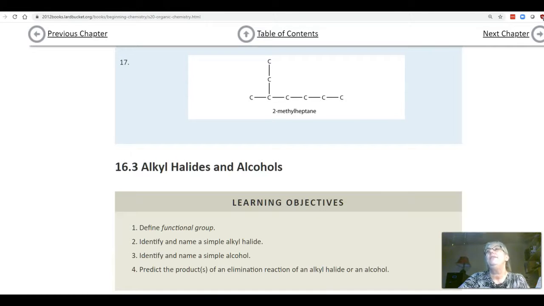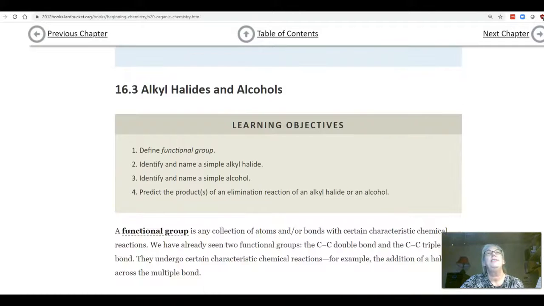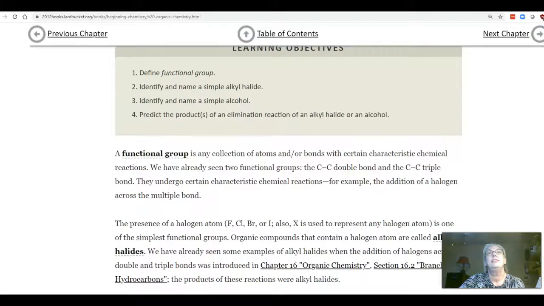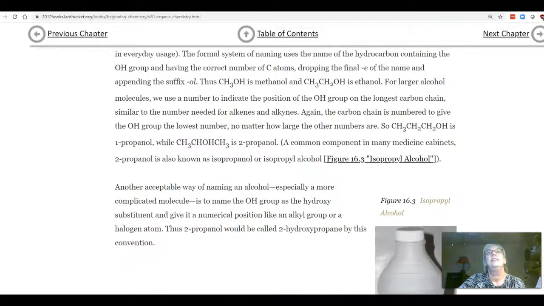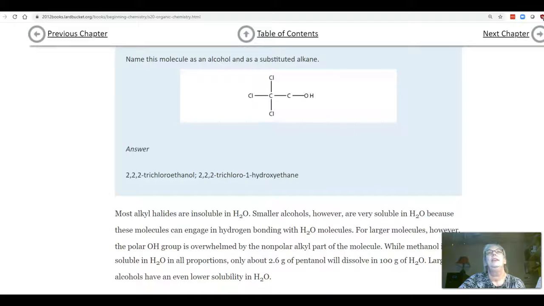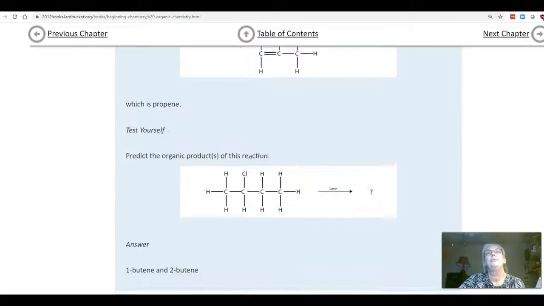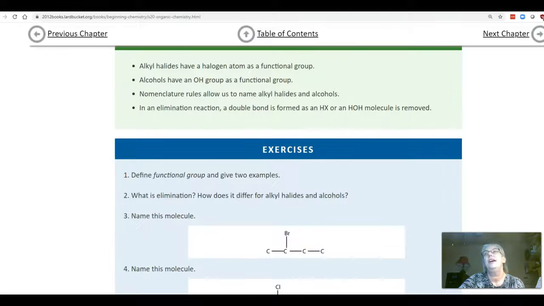The next type of organic molecules have halogens on them or OH groups on them. They're called functional groups, so this is another important thing to understand in this section, section 3. So take a look at this and be able to name things. There's a few reactions in this as well, and I have that in your lecture notes.